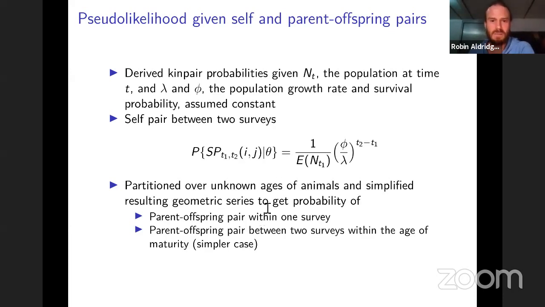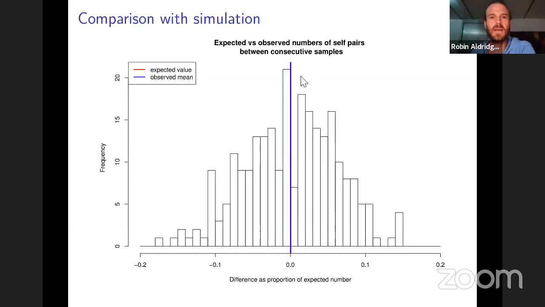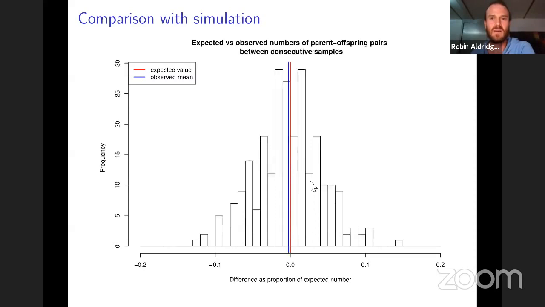The parent-offspring pairs are more complicated, in particular because we don't really have any way of knowing the ages of our animals. So we actually had to partition over all the possible ages, which gives you a geometric series in 1 over lambda, I think. We found these parent-offspring pair probabilities within one survey, and also between two surveys within the age of maturity, which is just a slightly simpler case because it means that the parent had to be alive in the first survey. We compared our probabilities in terms of the expected numbers of each of those kinds of pairs with the numbers of pairs in our simulations, and we think we got the expressions right.